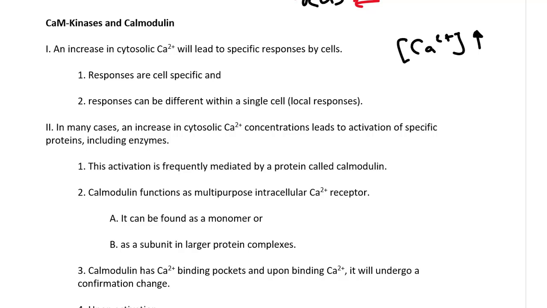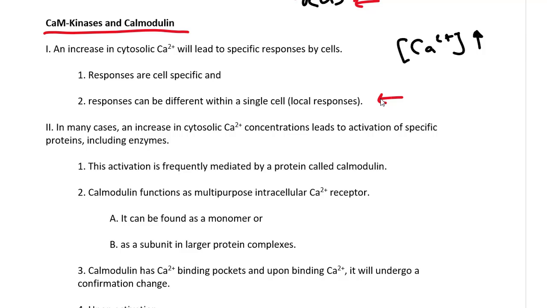So one of those players in the calcium response is CAM kinases and calmodulin. And we're going to get to know these proteins a little bit. An increase in cytosolic calcium will lead to specific responses by cells. Responses are cell-specific, and responses can be different within a single cell, local responses. Now, for example, we know that at the AIS of a neuron, if you increase the calcium concentrations, that will lead to a form of adaptation, whereas increasing calcium concentrations in the axonic bulb will lead to the release of the neurotransmitter. In many cases, an increase in cytosolic calcium concentration leads to activation of specific proteins, including enzymes.